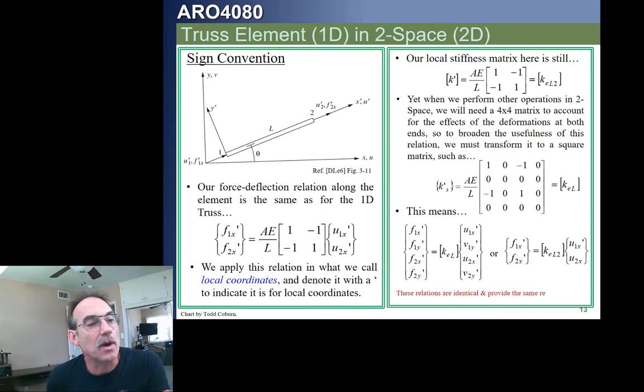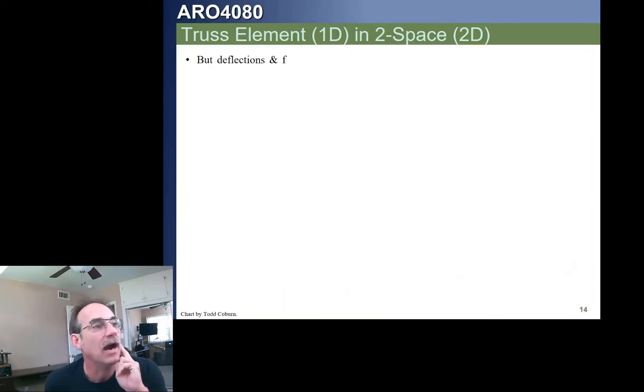So we can write it this way. Either of these two ways are equivalent. These are identical and will provide the same results. However, in order to do our analysis, sometimes we'll need to use one and sometimes the other, and sometimes we can use either one. All right.